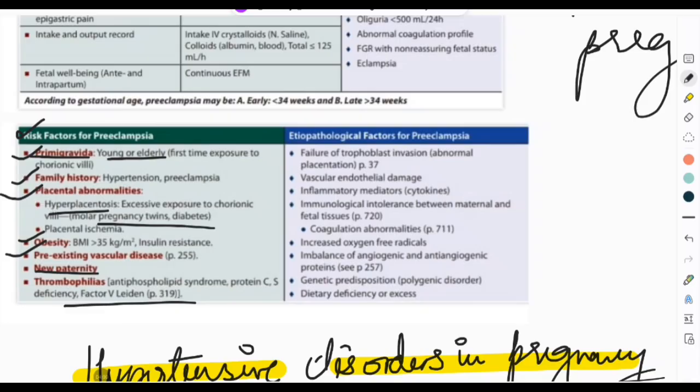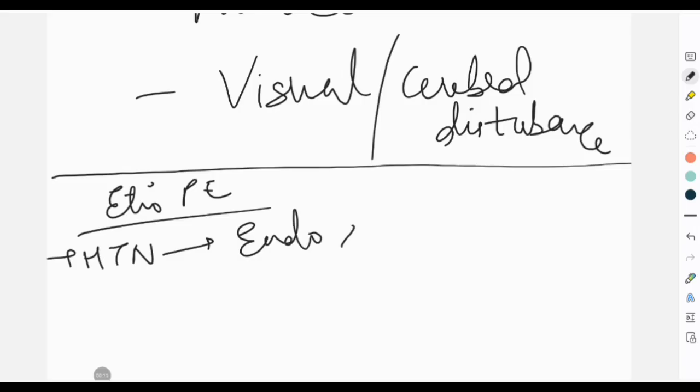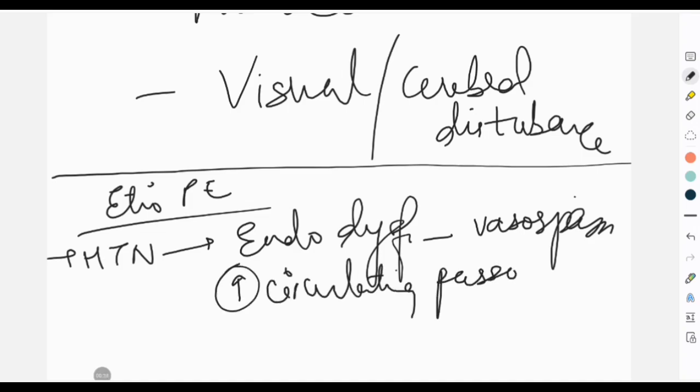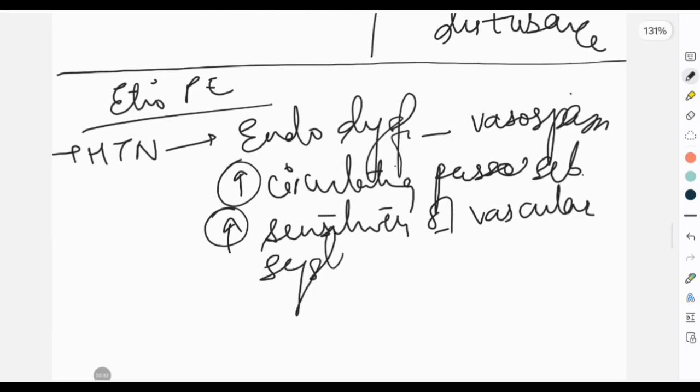Then we move on to the etiology of preeclampsia. So hypertension, there is endothelial dysfunction, and there is vasospasm because of that, increased circulating pressor substances, increased sensitivity of the vascular system to these pressor substances.